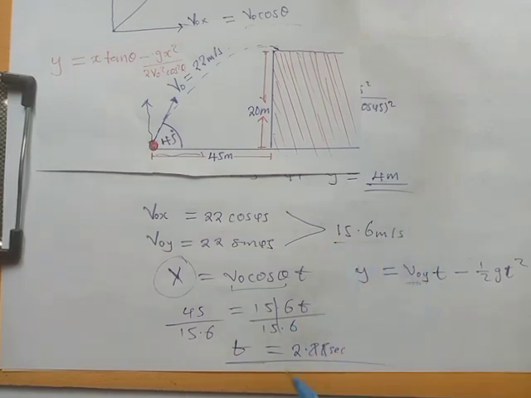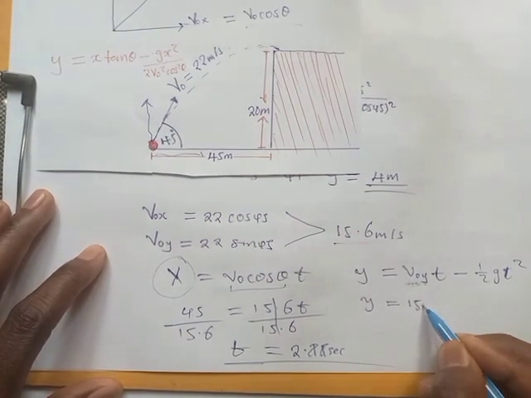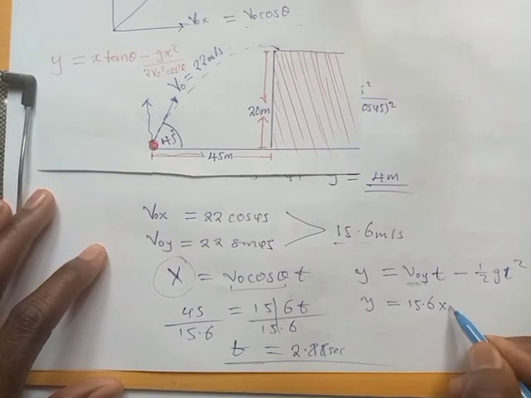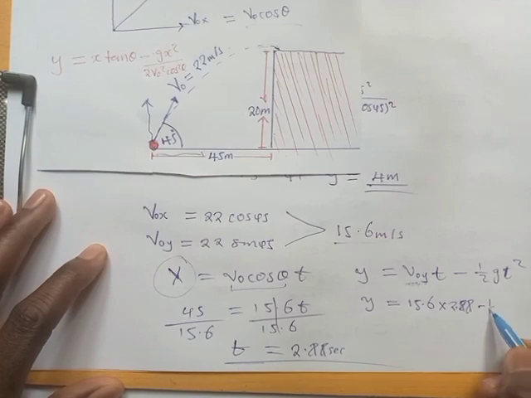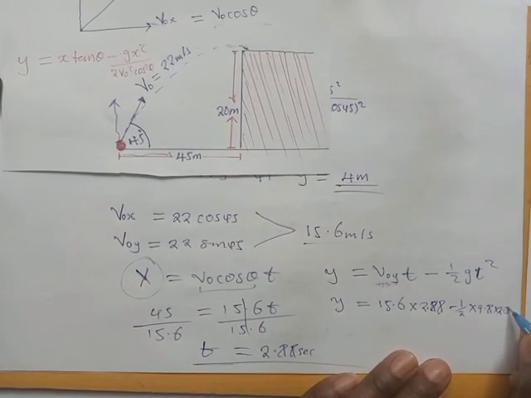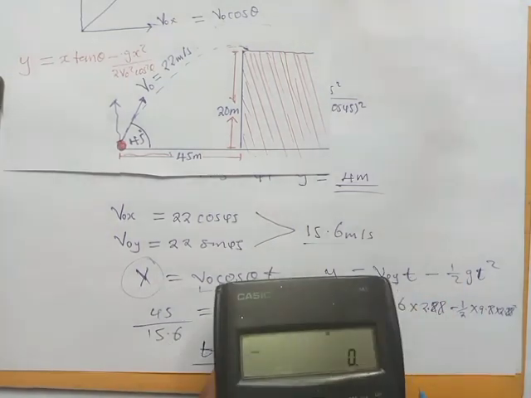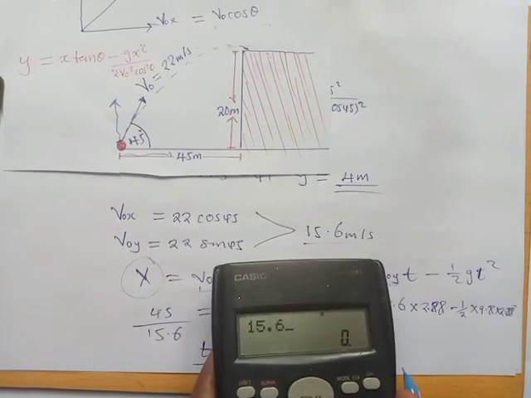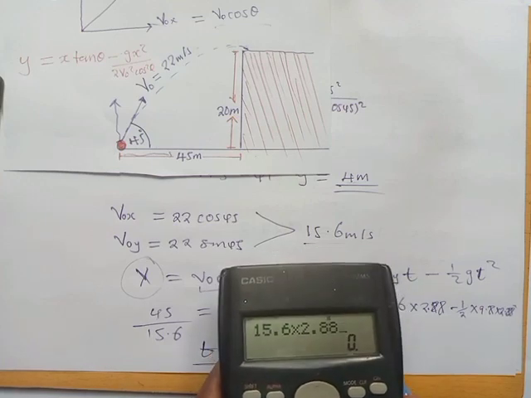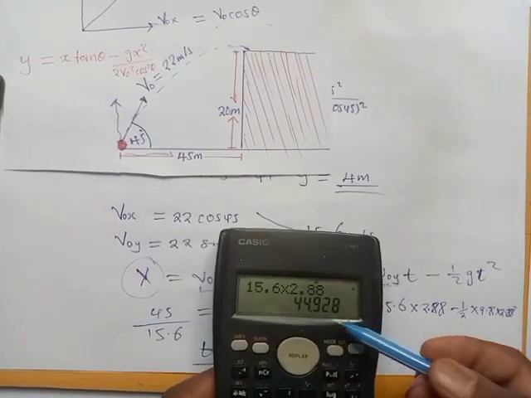The velocity in y, which is the initial, we are saying it has to be 15.6. So y equals 15.6 multiplied by the time, 2.88, minus 1 over 2 multiplied by 9.8, multiplied by 2.88 squared. So I'll start from this point: 15.6 multiplied by 2.88. We are getting, okay, y has to be equal to, if we just round this off, 45.